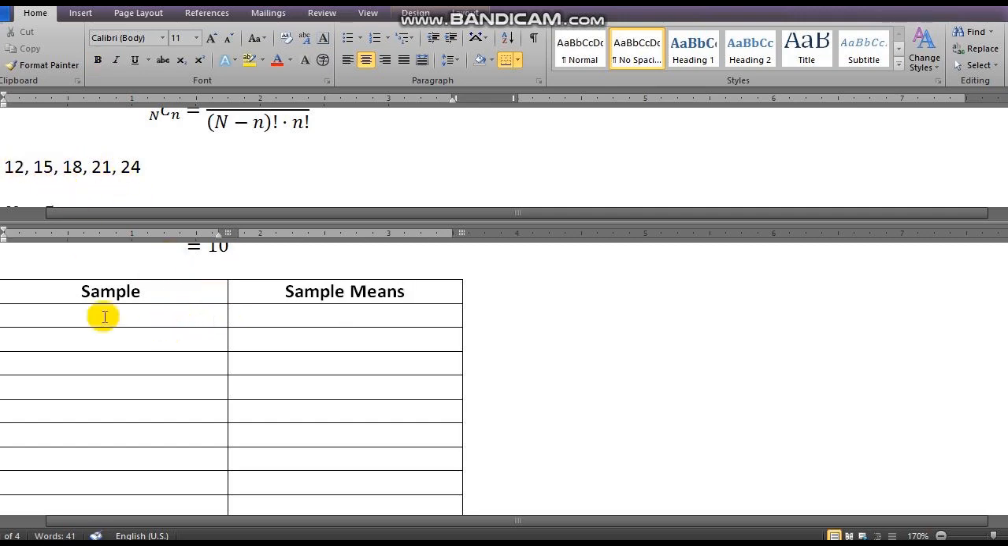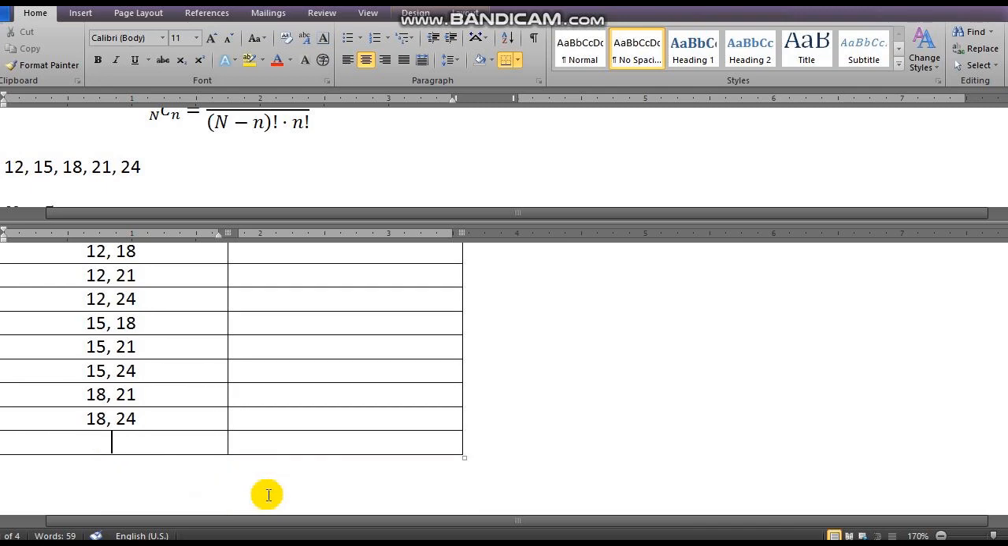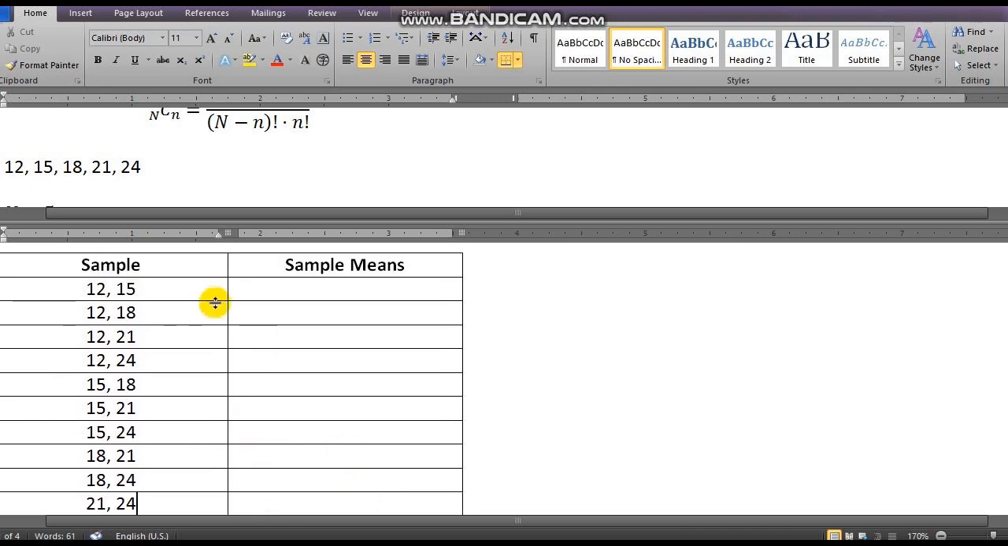So let's take two scores at a time. So we have 12 and 15. We also have 12 and 18, 12 and 21. We're going to take all possible combinations of taking two scores from this population of 5. So 12, 21. We also have 12, 24. We also have 15, 18, 15, 21, 15, and 24. We have 18, 21, 18, 24. And lastly, we have 21, 24. So we have the possible samples of this particular population here.